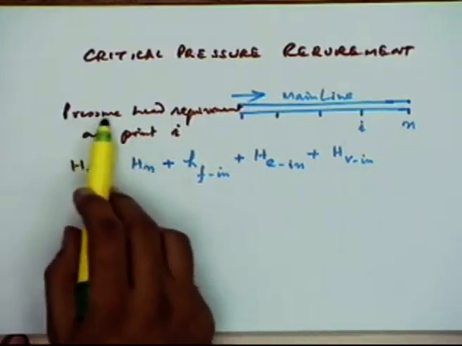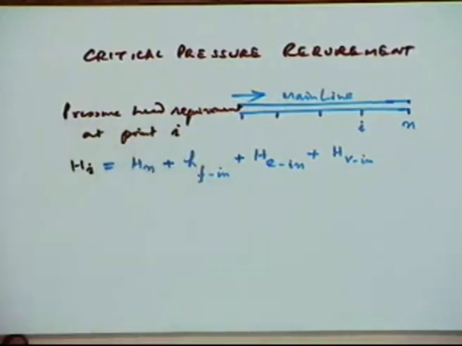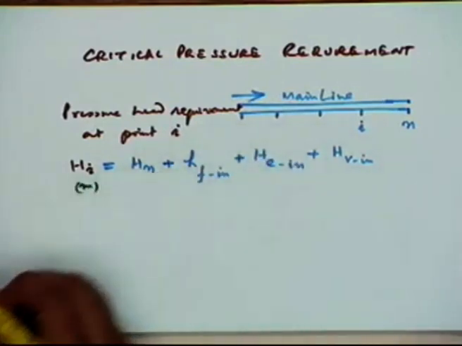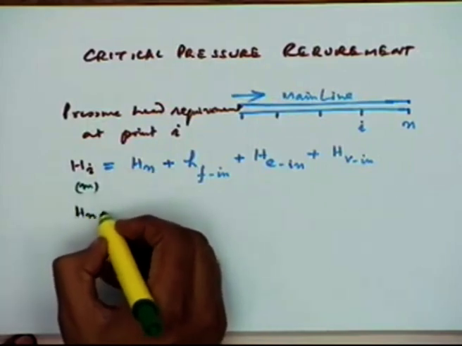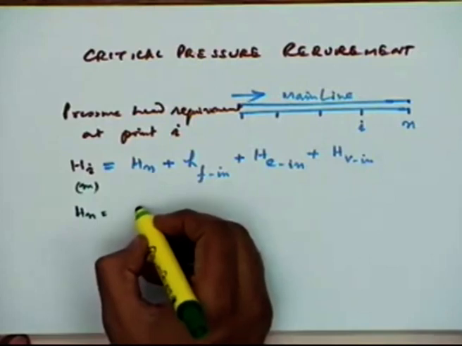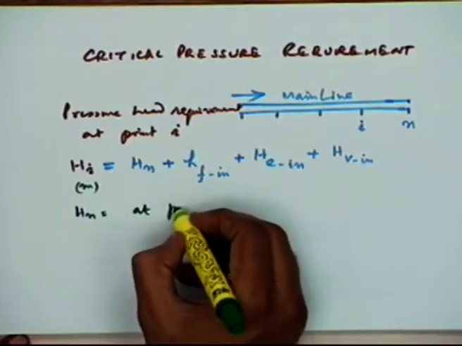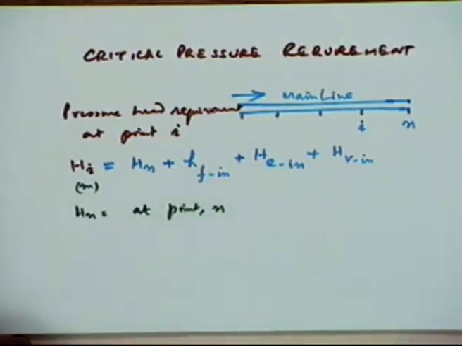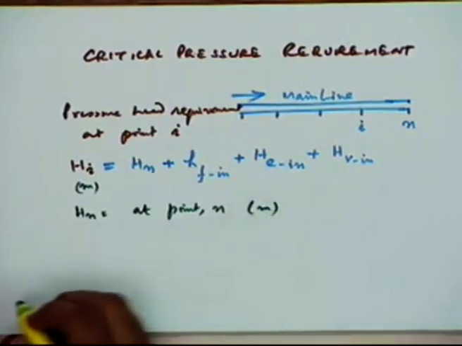Hi, we have already mentioned, is the pressure head requirement at point I, and this is expressed in meters. Hn is the pressure head required at point N, again expressed in meters.